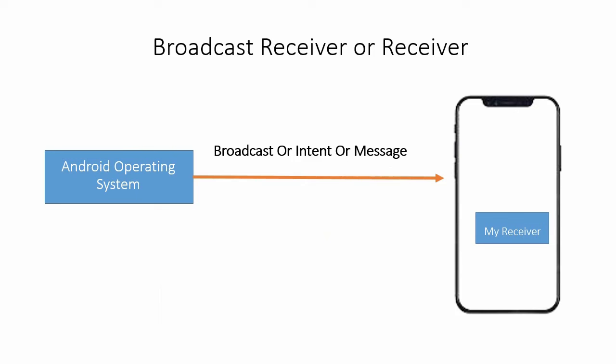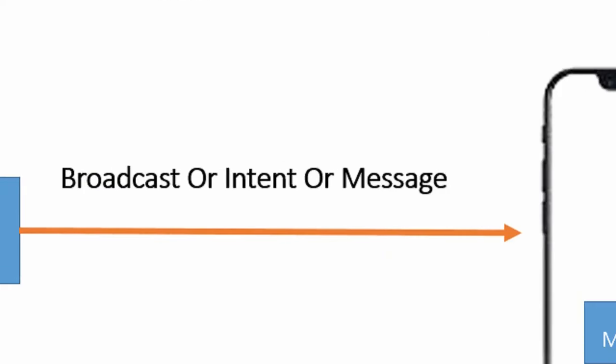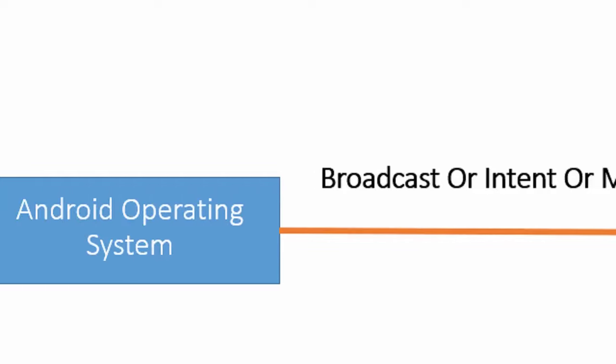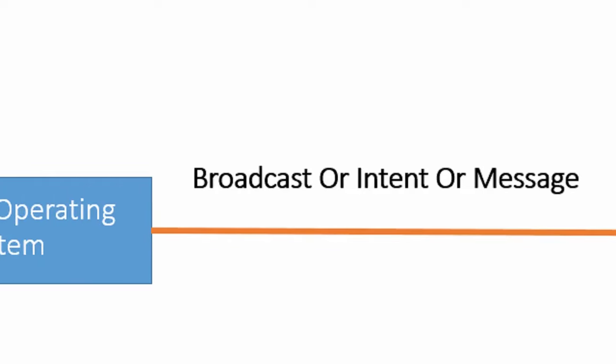Okay, broadcast receivers can also be called by intent or message. And as we are using intents in Android apps, maybe someone is calling you with an intent, someone is sending you a message. That's all included in the broadcast receiver.